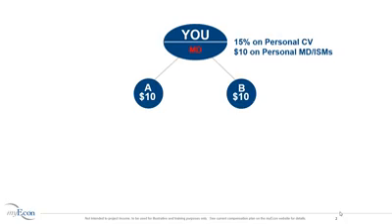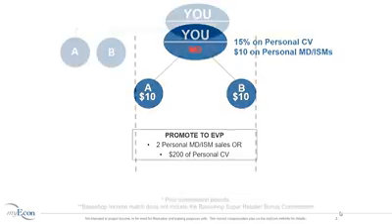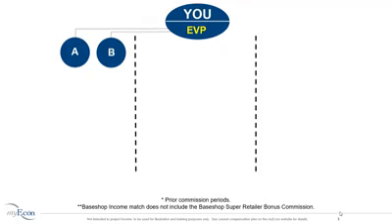In this example, A and B are your first 2 enrolled income shifting membership sales. As a marketing director, you will receive $10 for each sale. In order to promote to the next rank, which is titled EVP or Executive Vice President, you have to either personally enroll 2 new marketing directors by selling them the income shifting membership or sell $200 of personal CV in product sales. Once you personally enroll 2 new marketing directors, you are promoted to Executive Vice President.